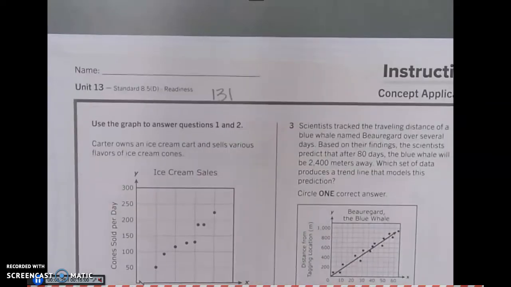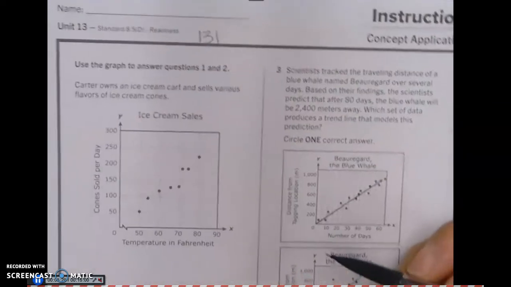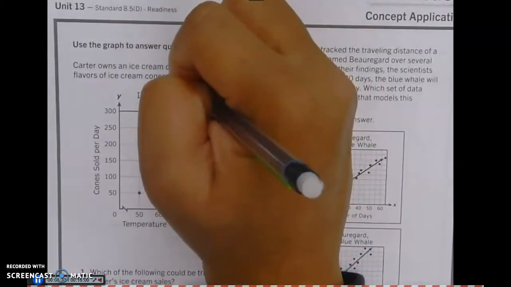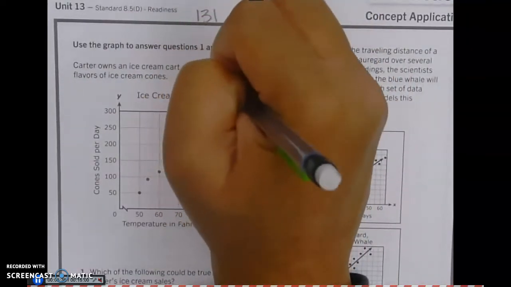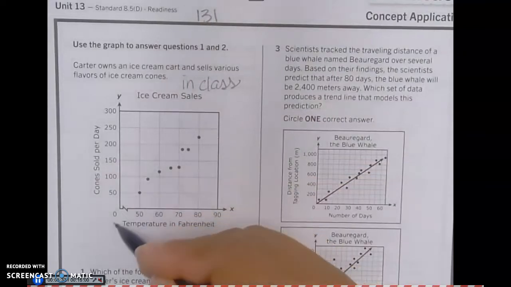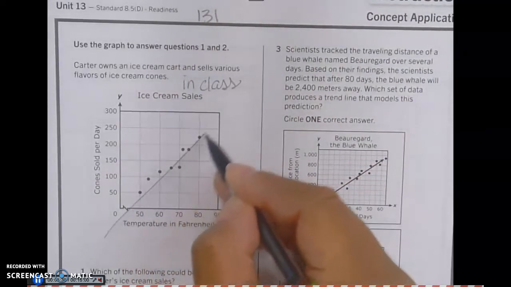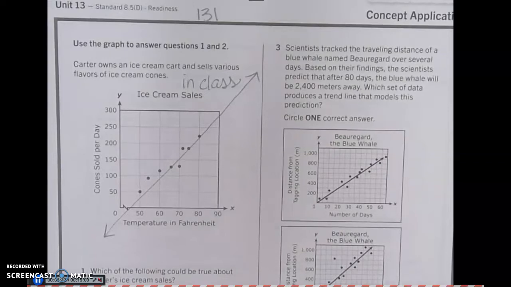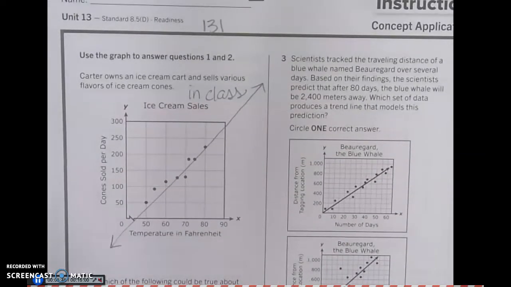All right, on to page 131, because I'm keeping it moving. This says Carter owns an ice cream cart and sells various flavors of ice cream cones. We did this one in class. But just to go over it again, I think this is making predictions where we're drawing a line of best fit and it's increasing steadily.